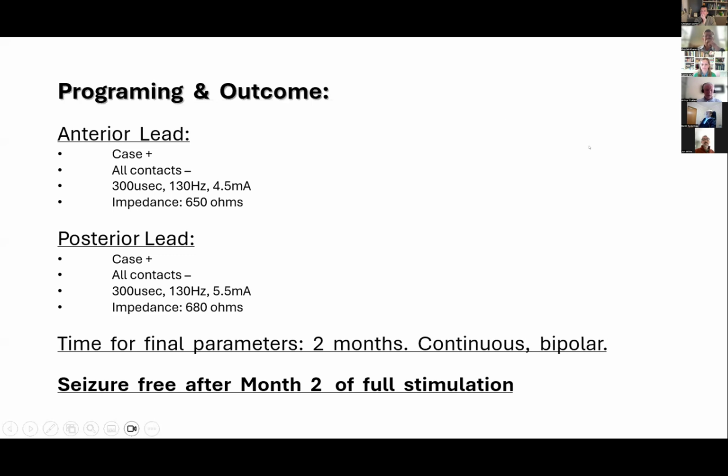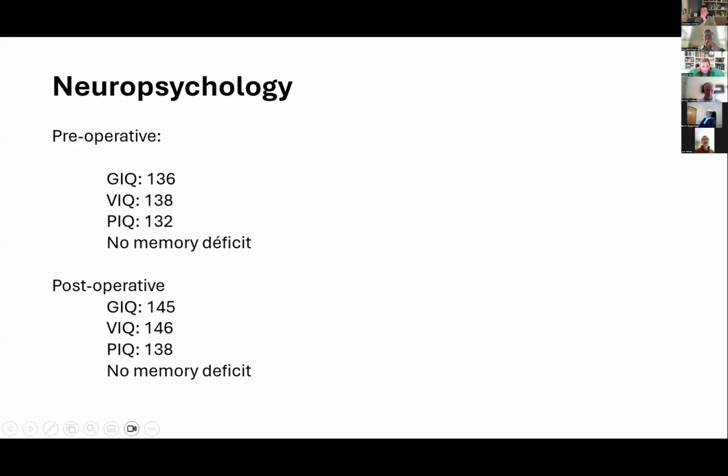So I would just show you this. This is his neuropsychology pre and post. As you can see, there was no decline in either general IQ or verbal IQ. It appears a little bit higher post-op, but I don't think this is significant. This is just showing that there was no memory decline in this patient, and as a group, I cannot give you the final numbers, but as a group, this is what you are going to be seeing.